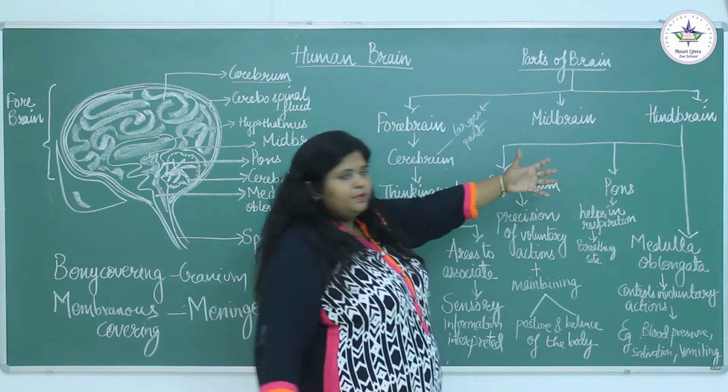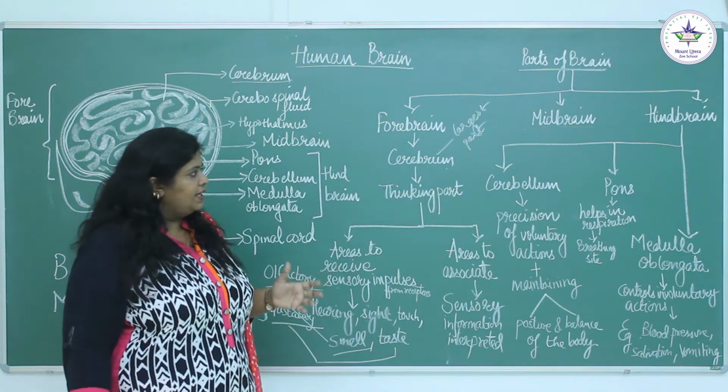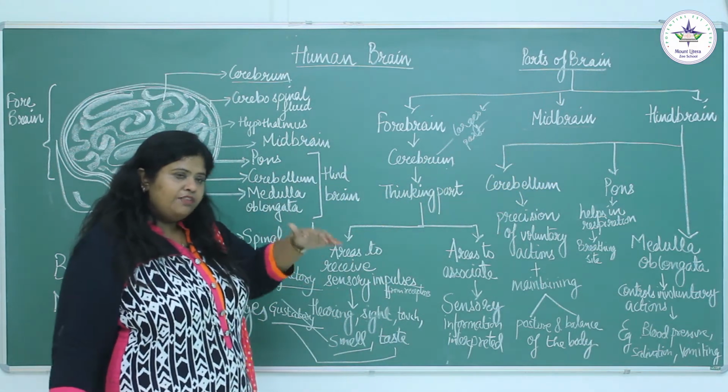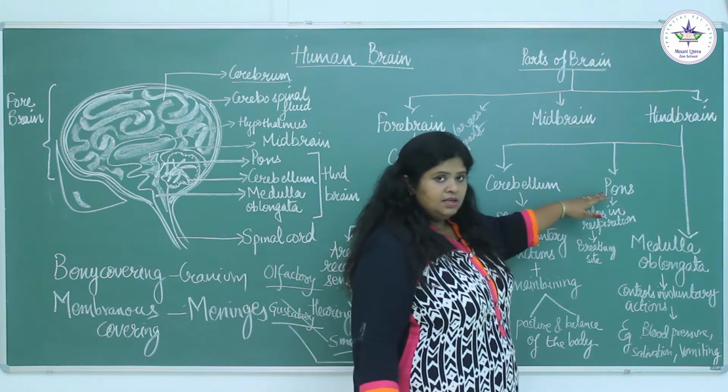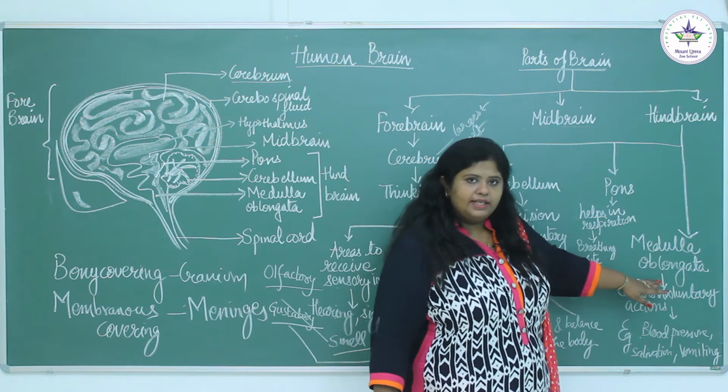Coming to the last part of the brain, that's the hindbrain. The hindbrain is again made up of 3 parts: the cerebellum, the pons and the medulla oblongata.